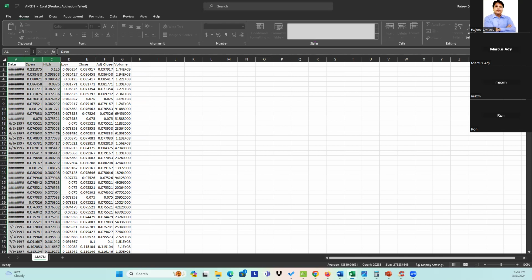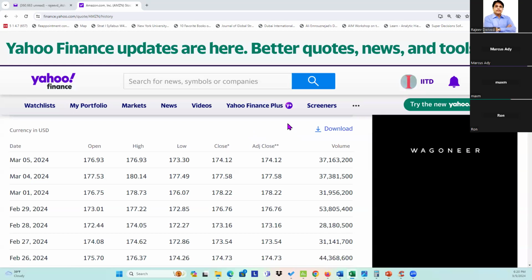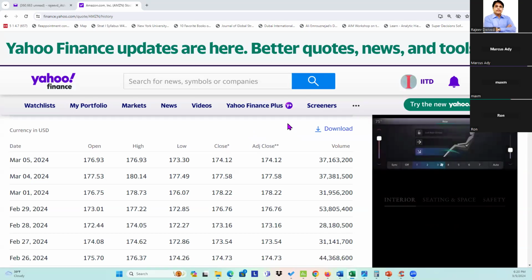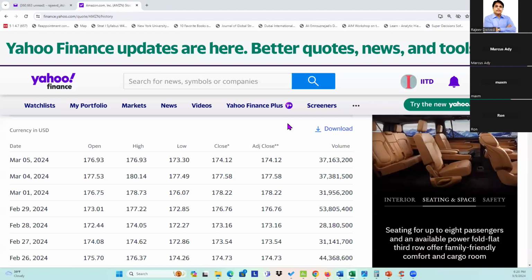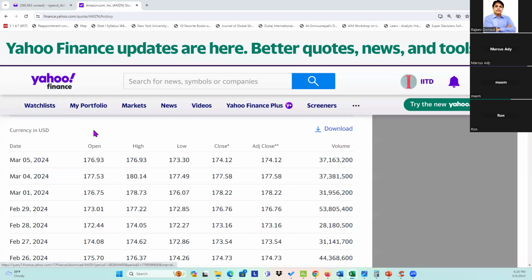So this is how I get data, and you can use any stock. You can use any index like Dow Jones index, like different Japanese index, Dow Jones, Nifty, and Indian index like Sensex. So all the indexes, everything you can download also.